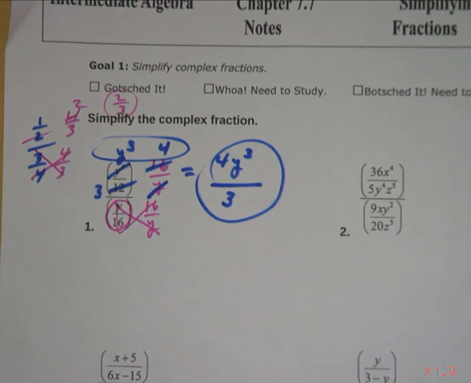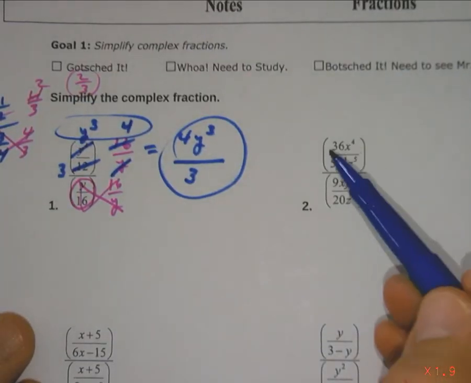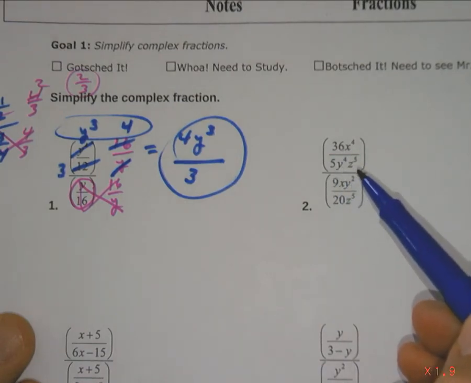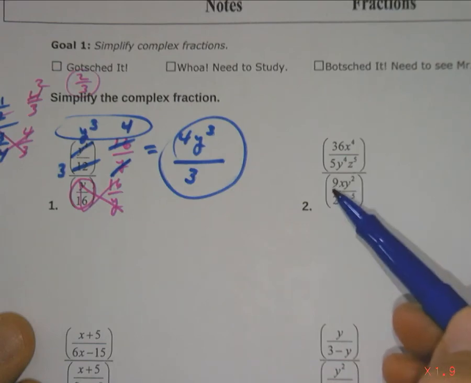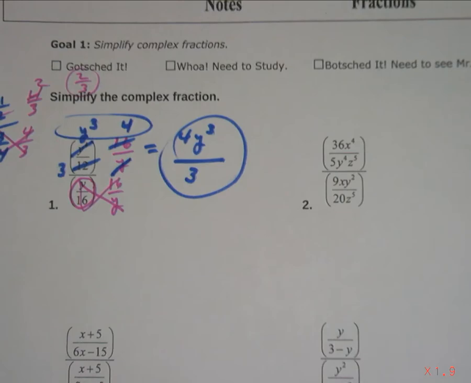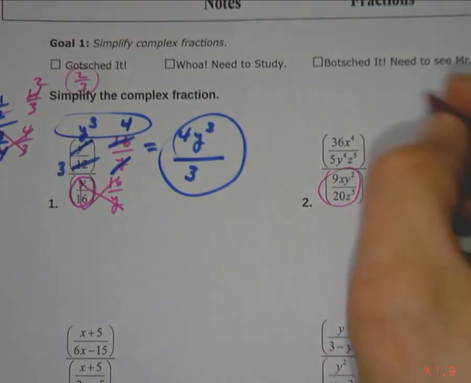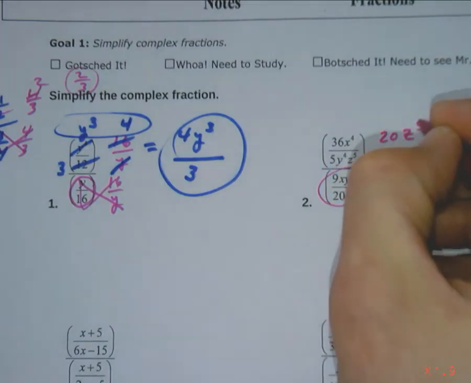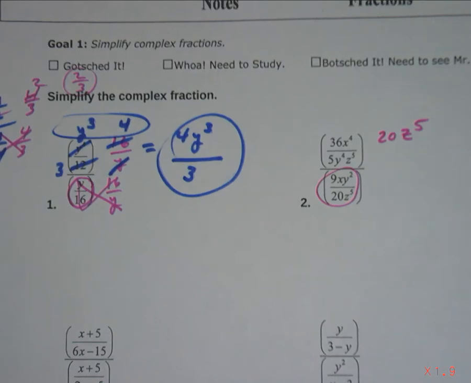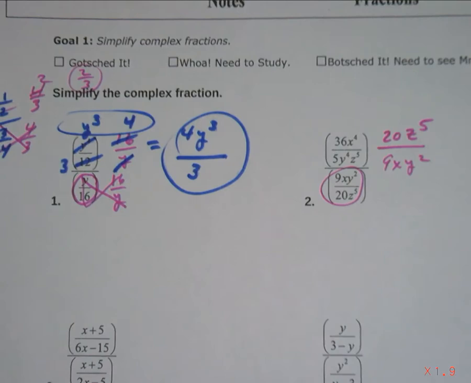So we can do the exact same thing with this one now. So example 2, this reads 36x to the 4th over 5y to the 4th z to the 5th, and then divided by this fraction 9xy squared over 20z to the 5th. Okay, so we're going to take this guy right here and flippy flip. So now 20z to the 5th is on top. Guys, those are my z's again with the little slash through it. And then 9xy squared is on the bottom.